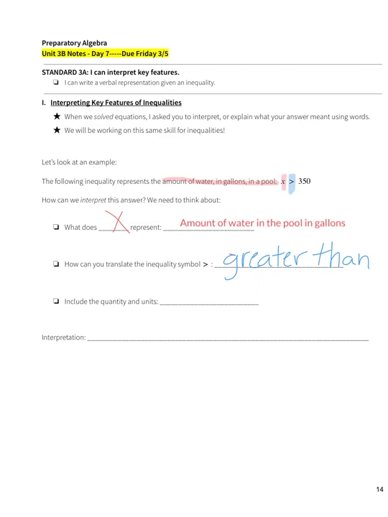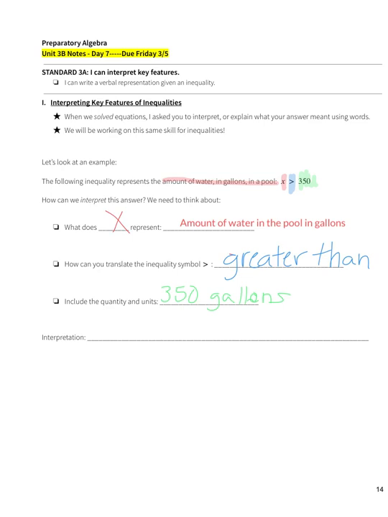Perfect. All right. So now include the quantity and units. So if we look right here, what is the units? Well, it's 350. And what is it? Gallons. So we're going to write 350 gallons. Perfect. So we've taken this inequality and we've broken it up. X represents the amount of water in the pool. It has to be more than or greater than what? 350 gallons. So how would I write this as a sentence?